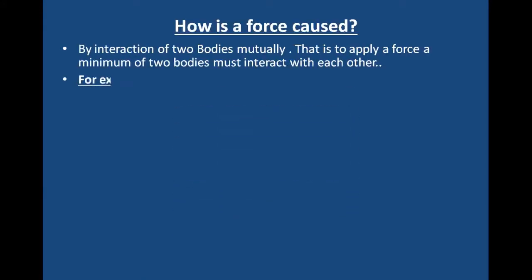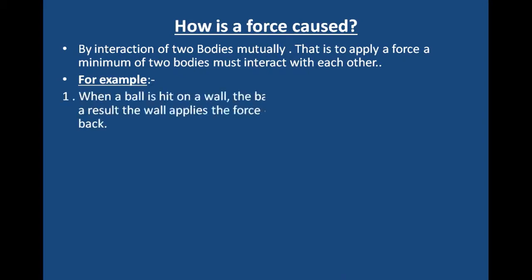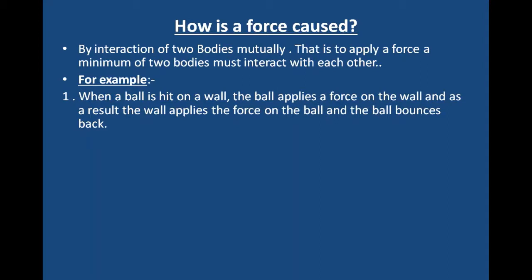How is a force caused? By interaction of two bodies mutually, that is, to apply a force, a minimum of two bodies must interact with each other. For example, when a ball is hit on a wall, the ball applies a force on the wall and as a result, the wall applies a force on the ball and the ball bounces back.